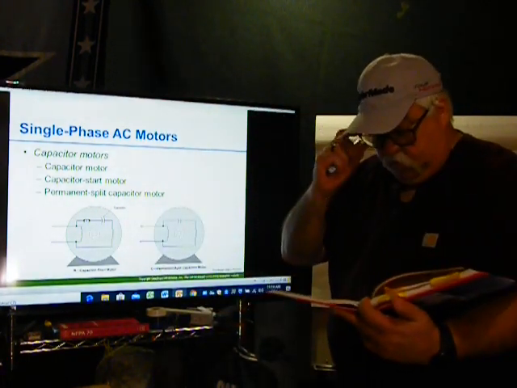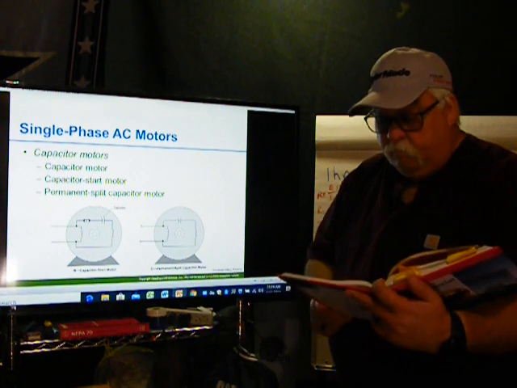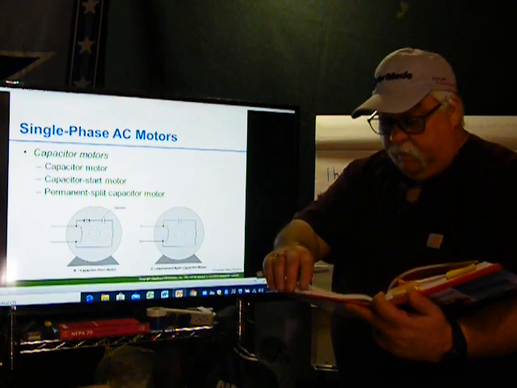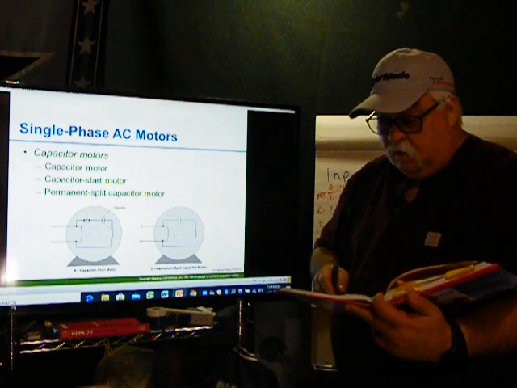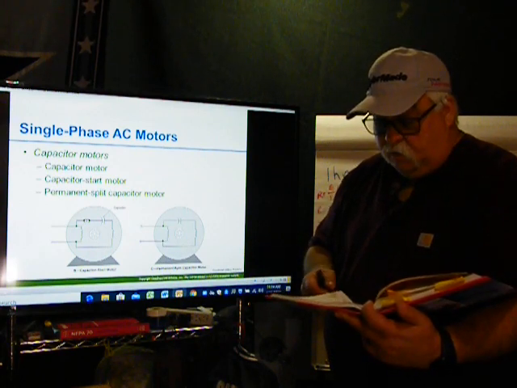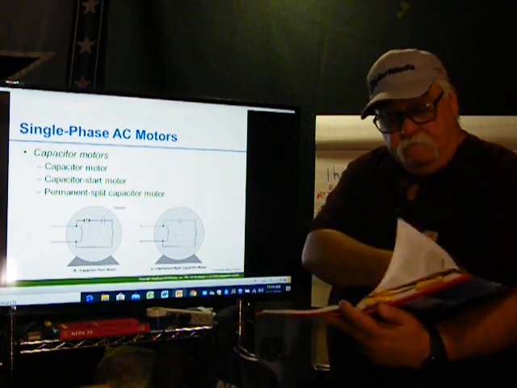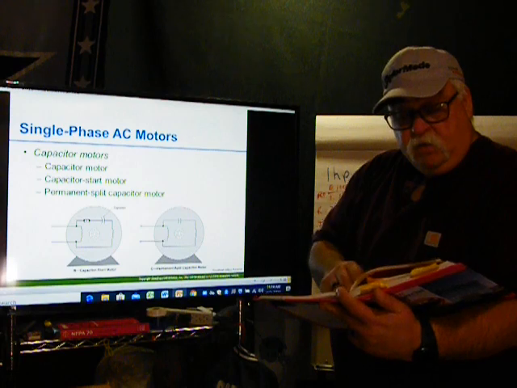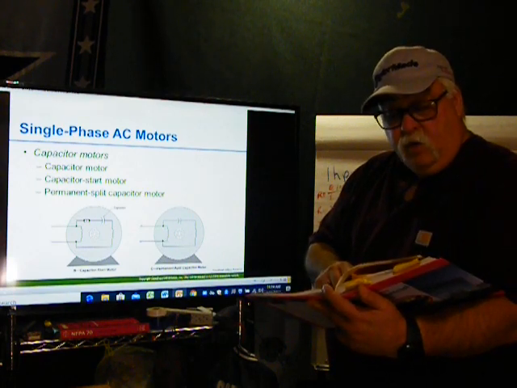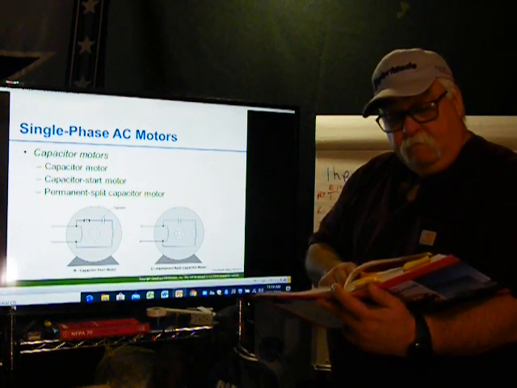And a permanent split motor is also called a capacitor start run. These motors have no switch, so the capacitor remains in the circuit while the motor is running. This type of motor has a high running torque and high starting torque.